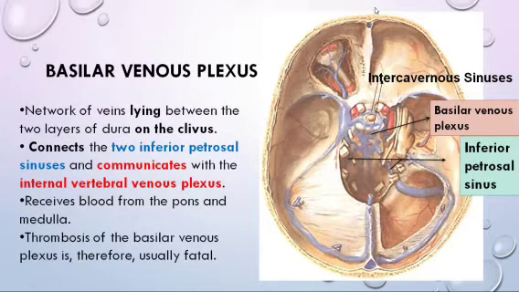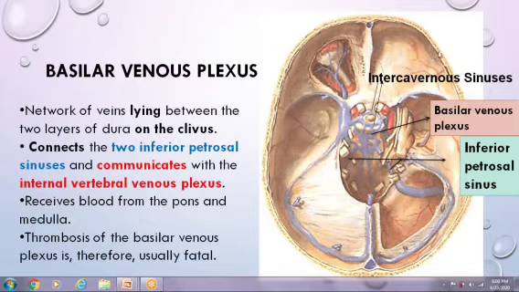Where is this internal vertebral venous plexus present? So anyone, will you answer? Kausalya, roll number 71. Where is this internal vertebral venous plexus present? Kesav, will you answer for this question? In which space is the internal vertebral venous plexus present? You can unmute your mic and you can answer.